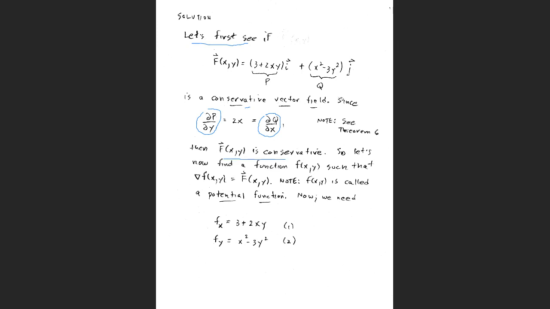So now that I have that, that's great. But in order to apply the fundamental theorem of line integrals, we need to find a function f of x y. This is a two-dimensional problem that we're doing. We need a function f of x y such that the gradient of the function equals the vector field. And this function of x and y is called our potential function.